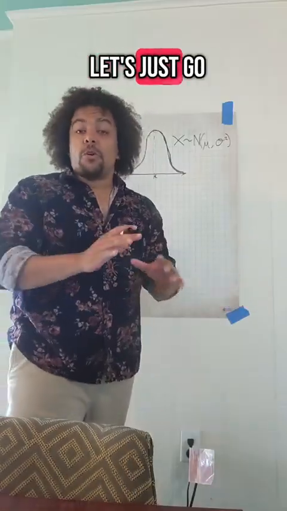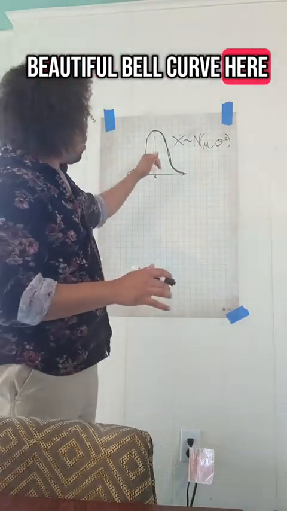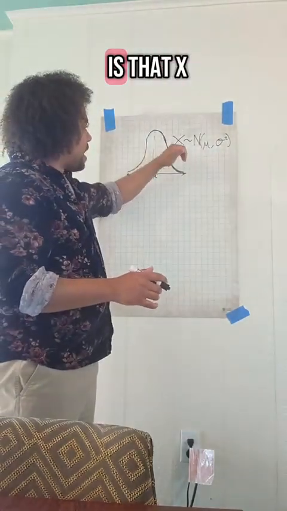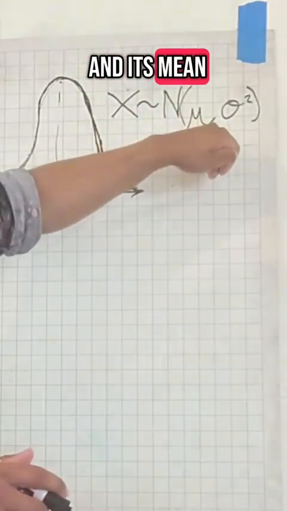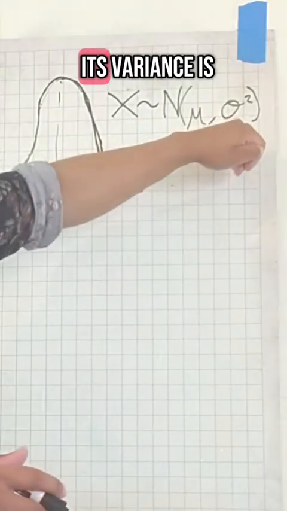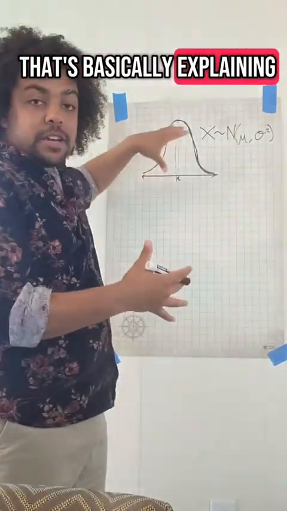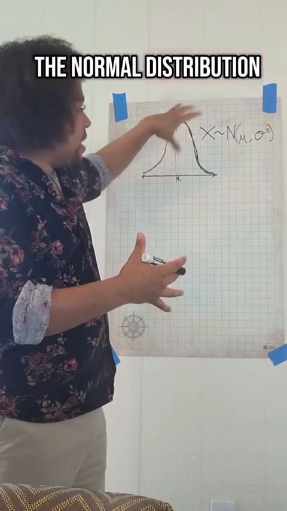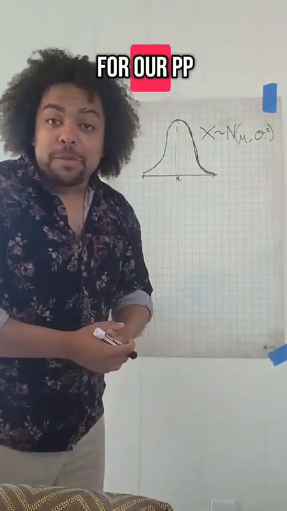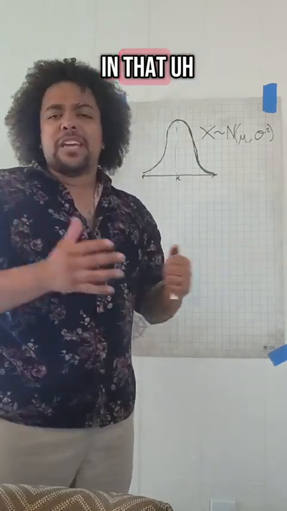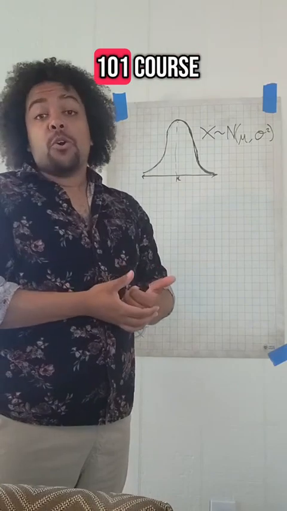So first things first, let's just go over some notation for a normal distribution, which is our beautiful bell curve here. All we're saying is that X has a distribution of N, and its mean is mu, and its variance is sigma squared. That's basically explaining the normal distribution in notation form. This is how we would calculate our length for our PP. For a refresher on that, reference my Dungeons & Dragons PP Calculation 101 course.